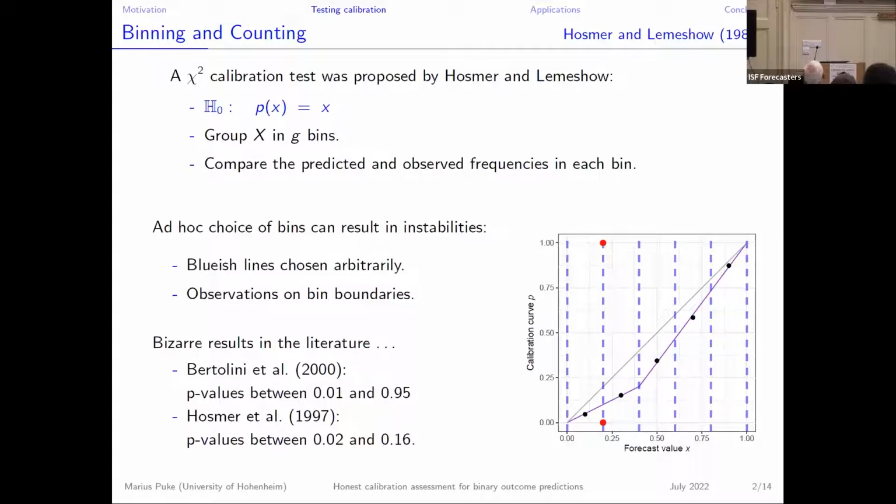This is quite standard in the literature, but it has some downsides. We have the arbitrary choice of the number of bins, and this, of course, can influence the outcome of such a calibration test. What also can happen is that when we have multiple observations on bin boundaries, then one obtains some instabilities. This is also known in the literature. Practical work here of Bertolini and also Hosmer showed that p-values might range between 1 and 95%, which is quite huge.